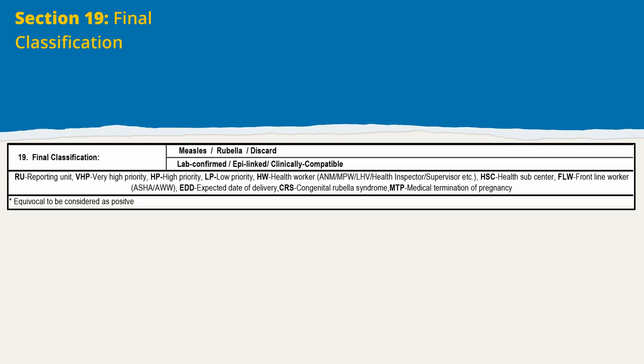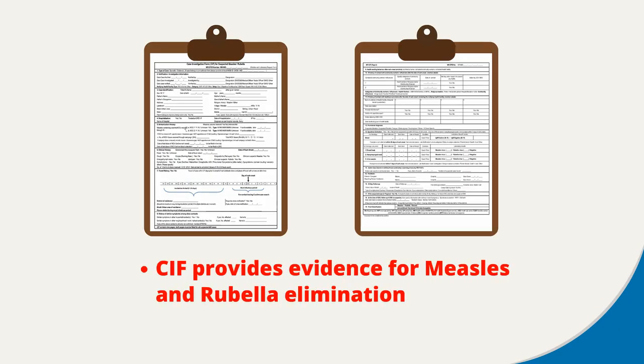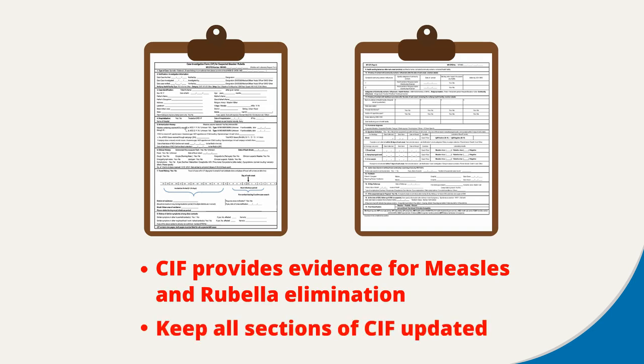Section 19 is the last section of the CIF on final case classification. Based on lab results, the final classification to be updated on CIF by DIO or SMO office. CIF is an important document for providing evidence of measles rubella elimination. Keep all the sections updated as and when the relevant information is available.